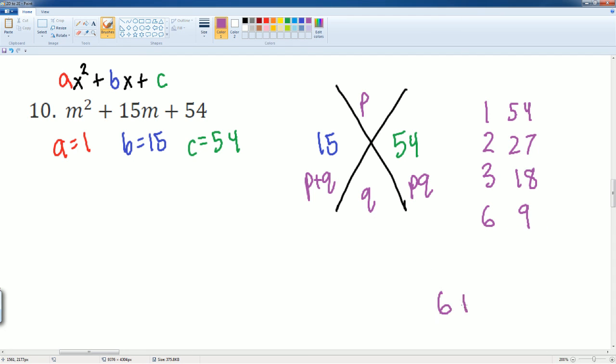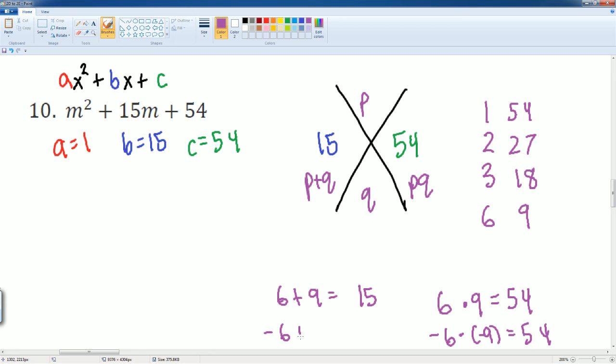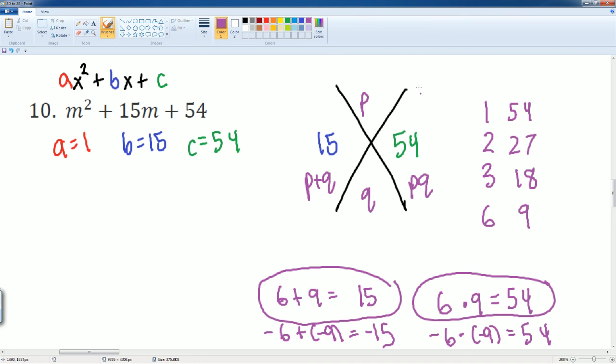What is 6 multiplied by 9? That does get me 54. Or we can do negative 6 times negative 9 gets you 54. Let's add them now. 6 plus 9, that does get me my 15. Negative 6 plus negative 9 gets you negative 15. So the possibility that we want is just 6 and 9. So P here is 6 and Q here is 9.